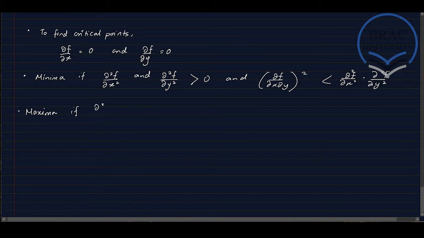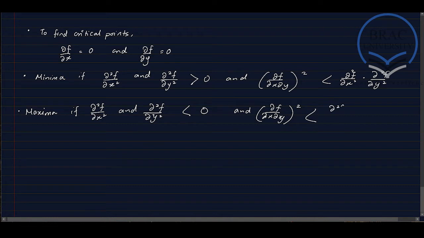And we get a maxima if d squared f by dx squared and d squared f by dy squared are negative, and the same condition holds where the mixed partial derivative of f with respect to x and y, squared, is less than d squared f by dx squared multiplied by d squared f by dy squared. If these conditions are met, then and only then we get a maxima.